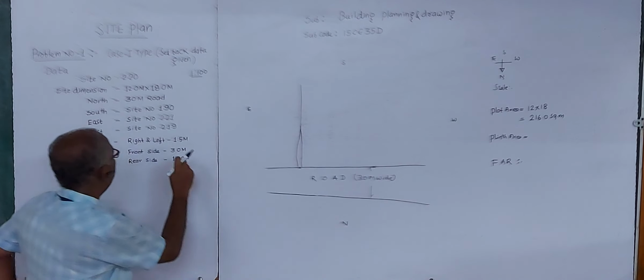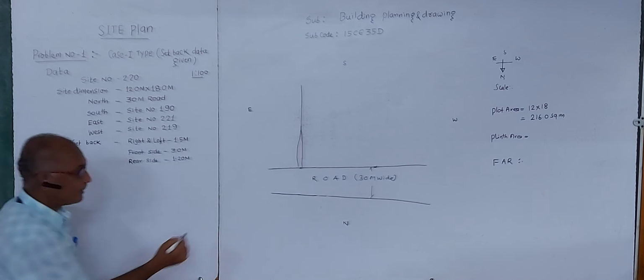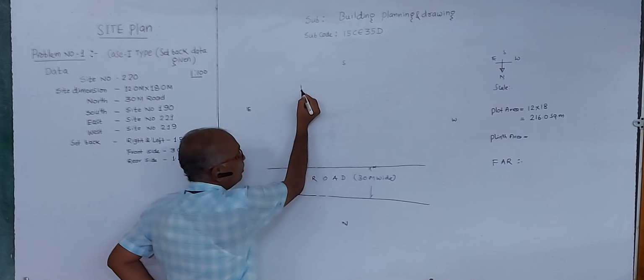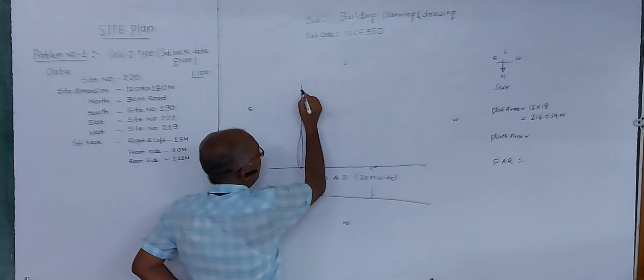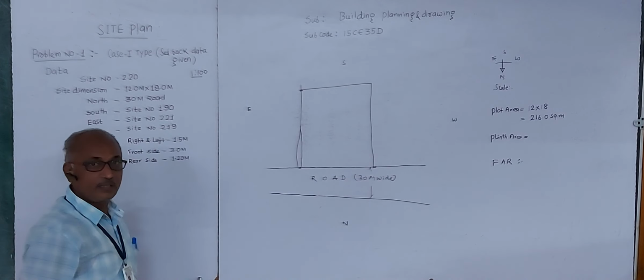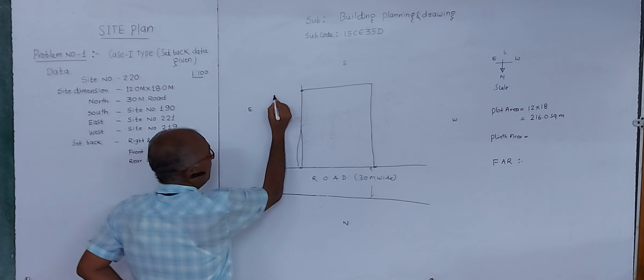From this point, it has the 18 meters. From this point you have to consider 18 meters using the scale, and you have to mark 18 meters. And parallel to this line, you have to take again this 12 meter from this point up to this point, and you have to join these two lines. It has the side areas, so you have to mark it here.